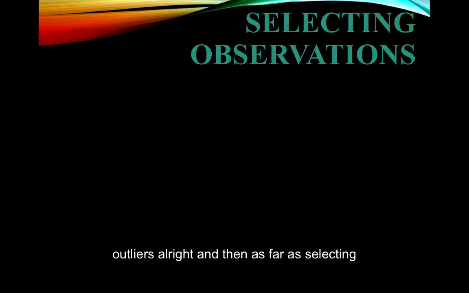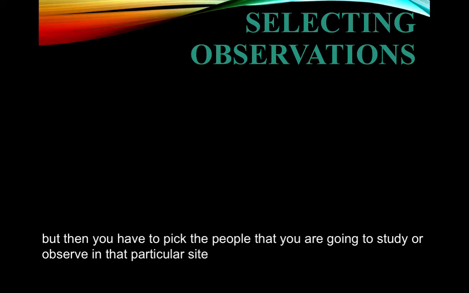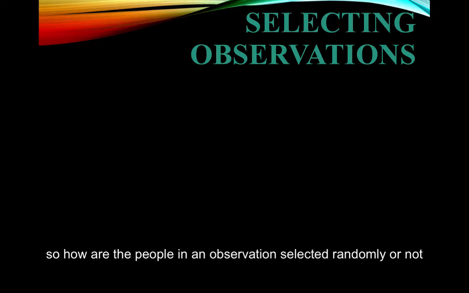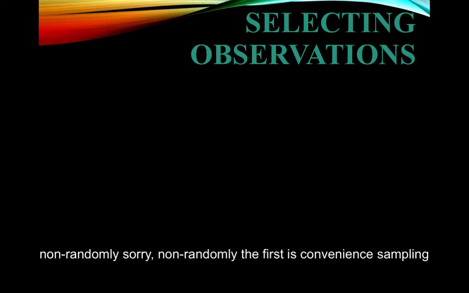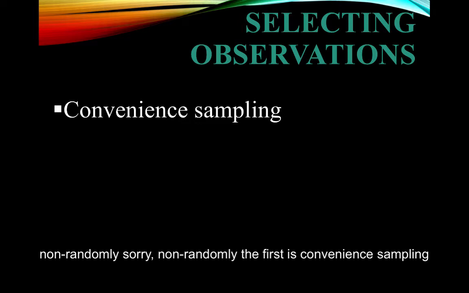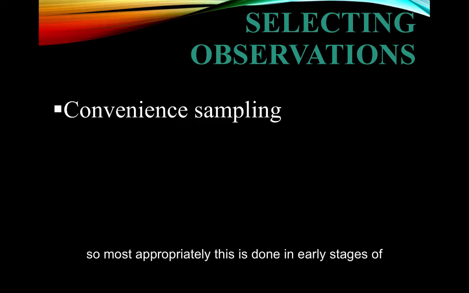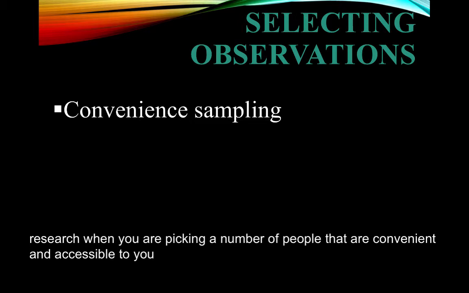All right, and then as far as selecting observations, the first step again is selecting the site itself, but then you have to pick the people you're going to study or observe in that particular site. So how are the people in the observations selected, randomly or non-randomly? Non-randomly. The first way is convenience sampling. So most appropriately, this is done in early stages of research when you're picking a number of people that are convenient and accessible to you.